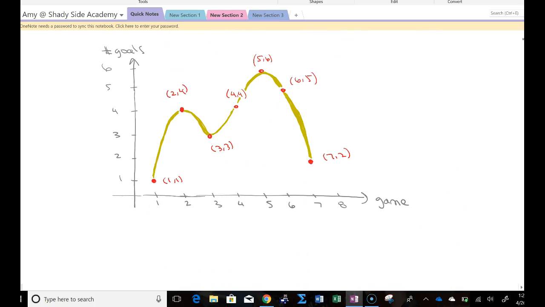So what I have done here is I have made up some fictitious data, and let's say this is game 1 of a season, game 2, game 3. Let's say these are lacrosse games, and the person here playing lacrosse is either going to be Thomas or Paige, since they are our two lacrosse rock stars. On game 1, Thomas or Paige scored 1 goal. On game 2, Thomas scored 4 goals. On game 3, 3 goals. Game 4, 4. Game 5, so on and so forth.